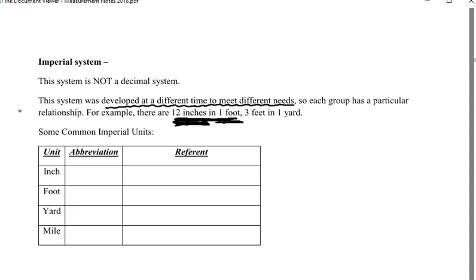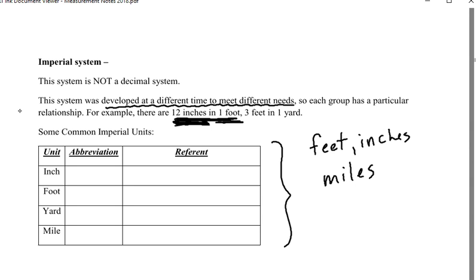Now, even though we're a metric country, Canada will use a lot of things that are imperial system. We talk in terms of how tall we are, a lot of people, feet and inches. Some people still describe lengths as miles instead of kilometers. This is because the imperial system is used in the USA and they're a big influence on us.